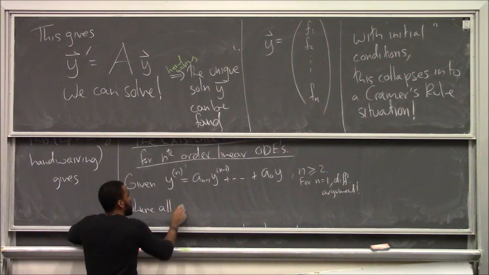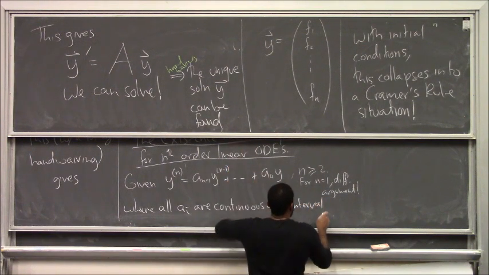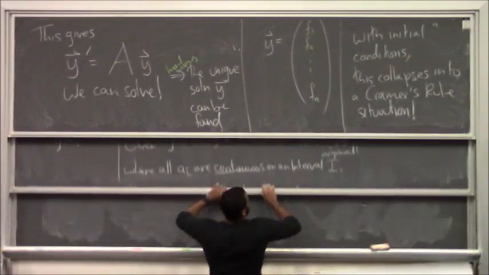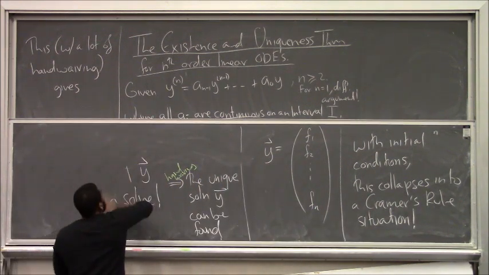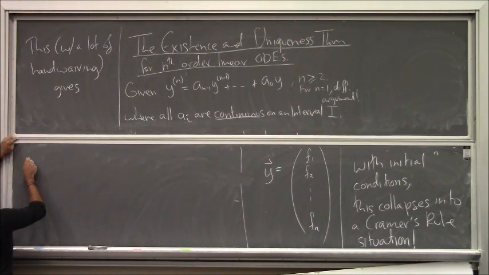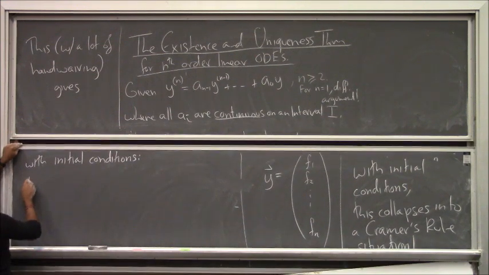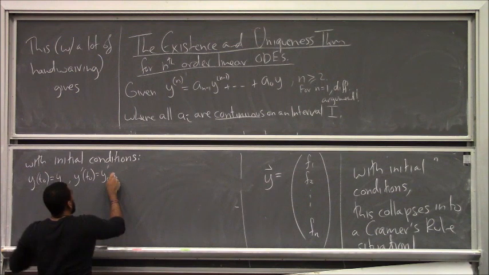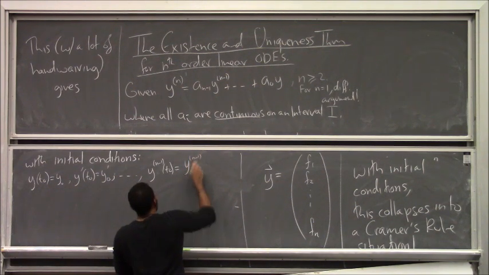Where all the a_i are continuous on an interval I. You need the continuity, or this whole thing breaks down. If all the coefficients are continuous, of course, in the constant coefficient case, constants are automatically continuous. So you're given continuous coefficients with initial conditions: y of t0 equals y0, y prime of t0 equals y prime 0, up to y to the n minus 1 of t0 equals y to the n minus 1, 0.